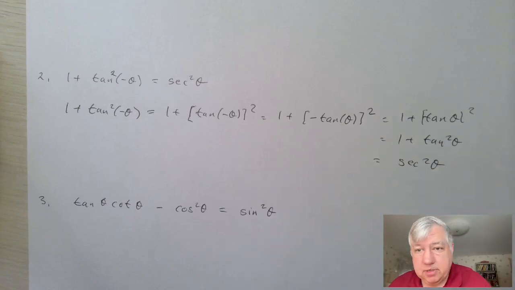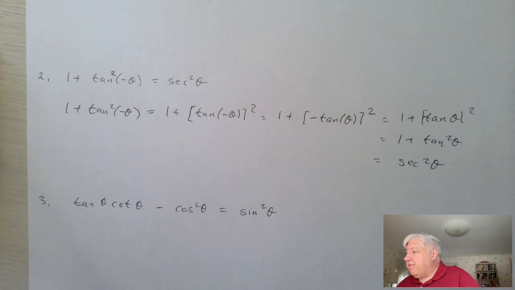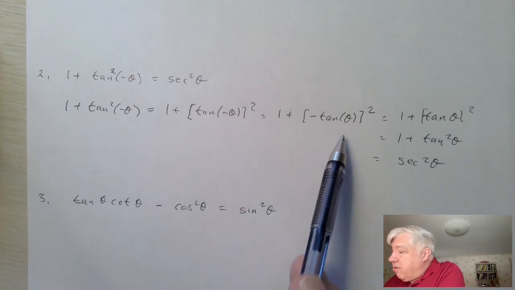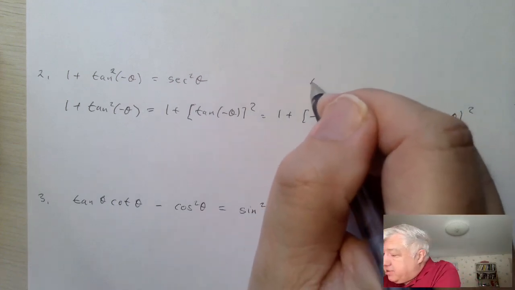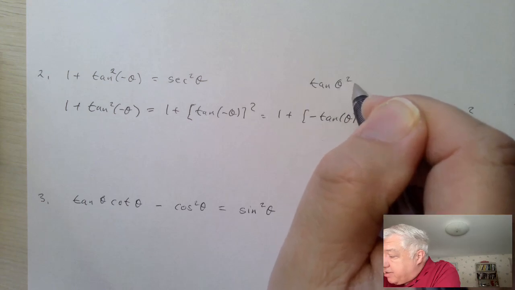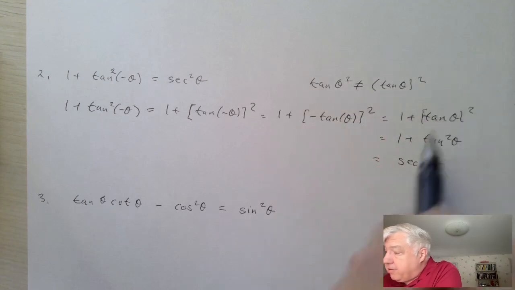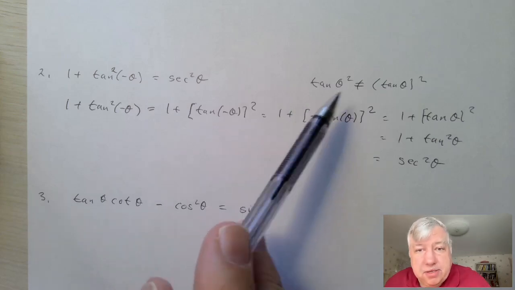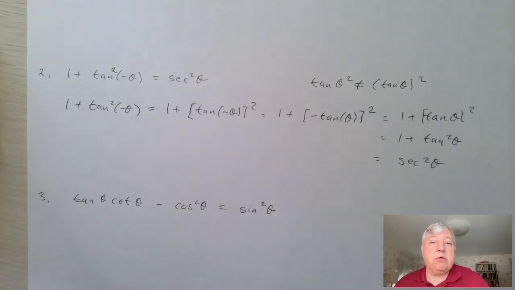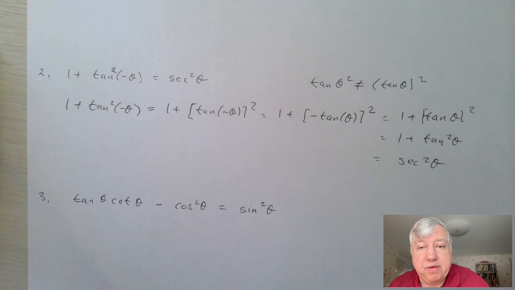Be very careful, by the way, when you write this. You do not want to write that tangent of theta squared is not equal to tangent of theta squared. When you write this, it's assumed that you're squaring the angle theta. So be careful, and be a little liberal with your parentheses or your brackets.